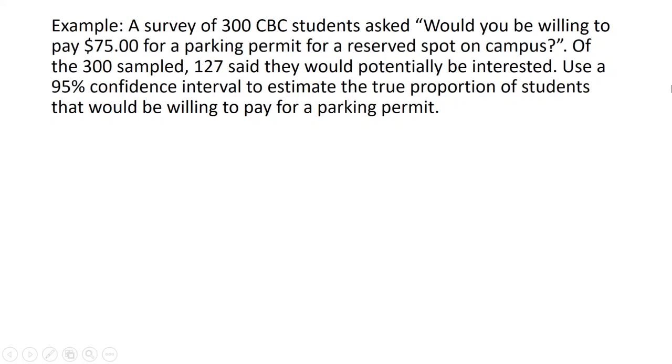Okay, so here's an example. Let's say that we get a survey of 300 people. Let's assume it's a simple random sample, but 300 people. And it says, would you be willing to pay $75 for a parking permit if you got a reserved spot on campus? So some people say yes. Of the 300 people sampled, 127 said they would potentially be interested. So I would like to use a 95% confidence interval to estimate the true proportion of students that would be willing to pay for a permit.